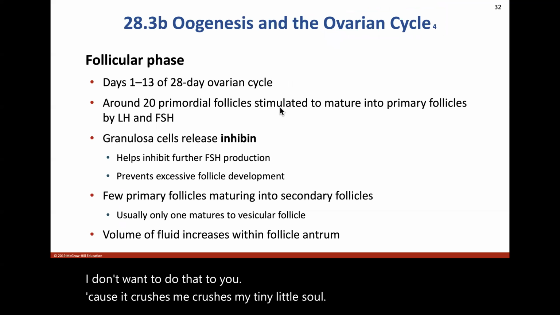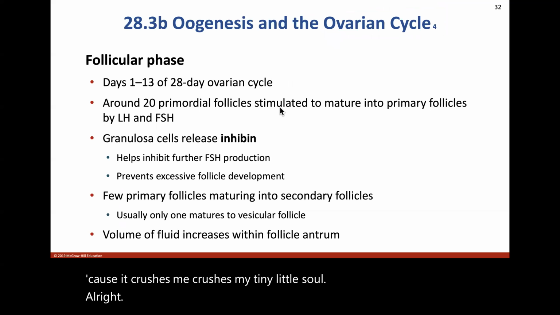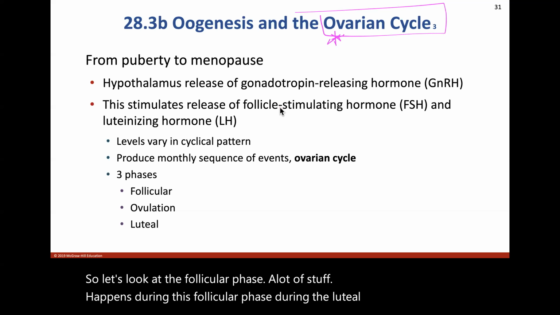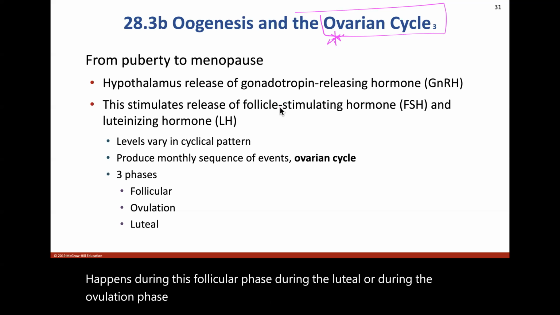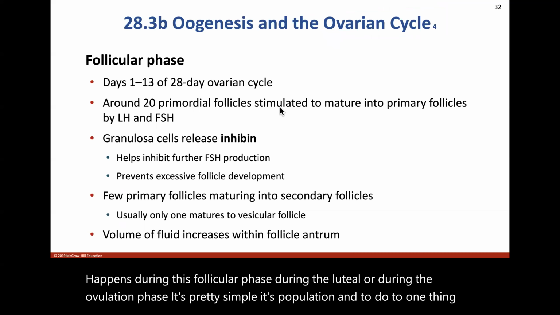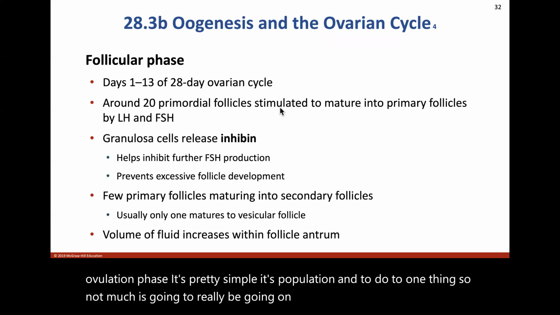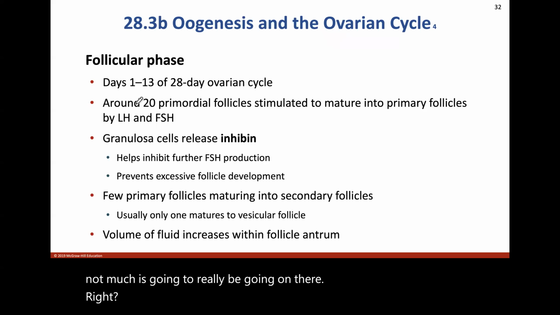All right. So let's look at the follicular phase. A lot of stuff happens during this follicular phase. During the ovulation phase, it's pretty simple. It's ovulation, and it's due to one thing. So not much is going to really be going on there. All right. But there are some things.